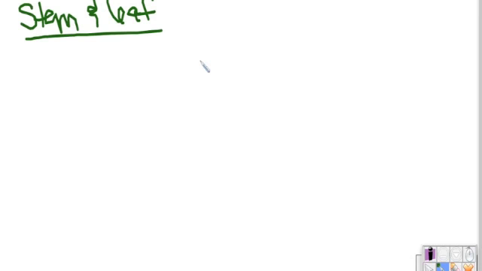So, for instance, if you had the number 27, what this means is the leaf is the 7. Leaves are always on the right side. Your stem is always on the left side. Sorry, I got that all confused on myself there. I was looking at something else. So it's always stem and leaf plot. Just always remember stem and leaf.